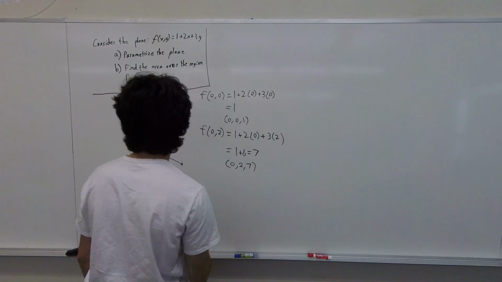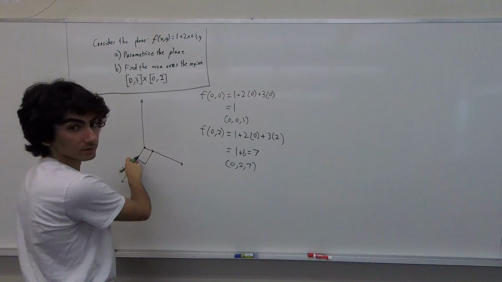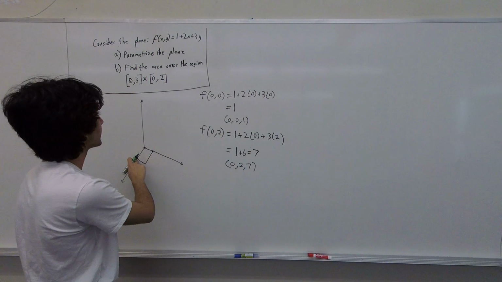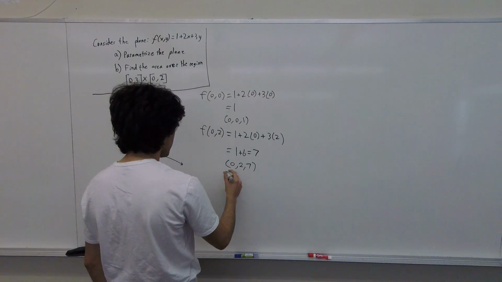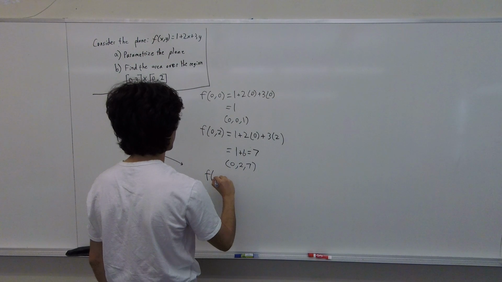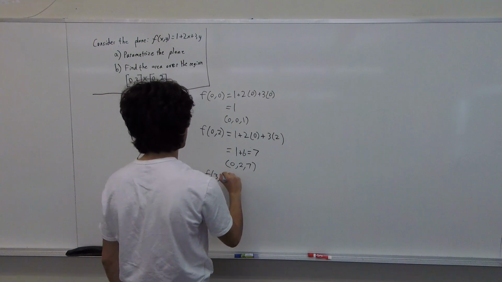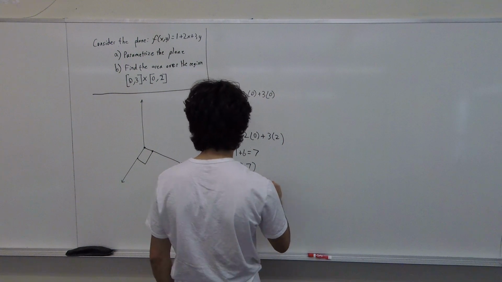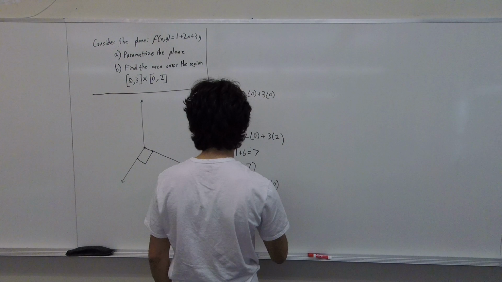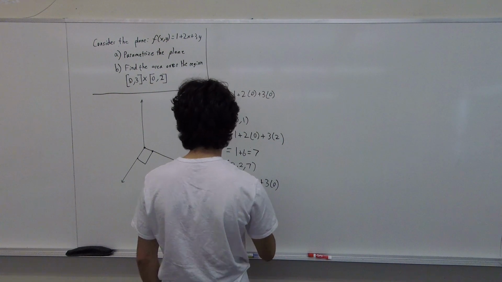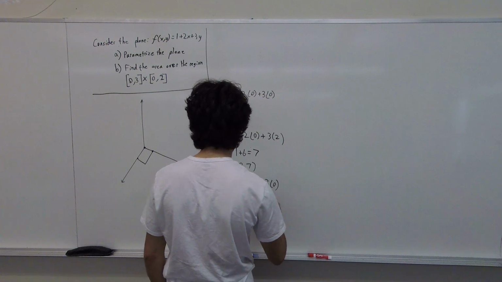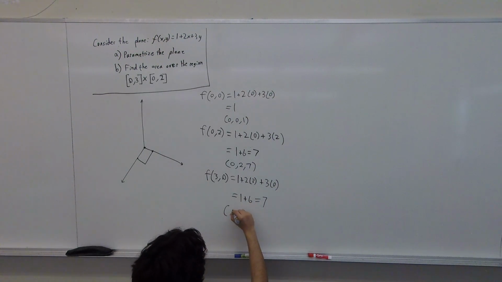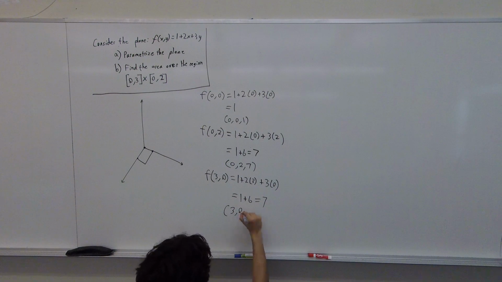Okay. And finally, above this corner, where y is 0 and x is 3. So f of 3, 0 equals 1 plus 6, which is also 7. And we have our final point, 3, 0, 7.